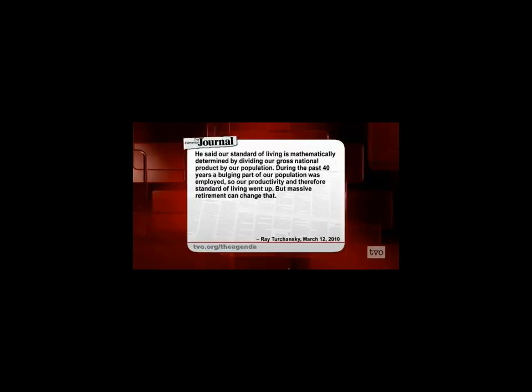He said, our standard of living is mathematically determined by dividing our gross national product by our population. During the past 40 years, a bulging part of our population was employed, so our productivity and therefore standard of living went up, but massive retirement can change that. Question: can younger generations maintain the standard of living enjoyed by baby boomers in Canada, where a large proportion of people are retired?